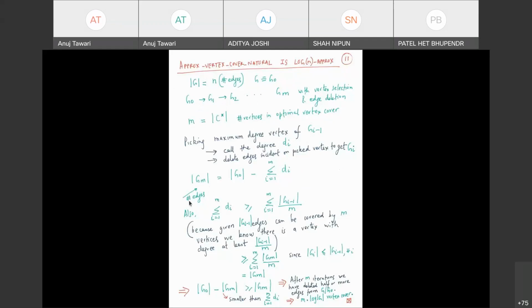So after m phases, the number of edges will be G naught minus summation Di. So G naught was the total number of edges in the graph, and then we are subtracting these many edges. In each step, this is the maximum degree, so in each step we are deleting maximum degree number of edges. So now we have got this equation that Gm equals G naught minus this much. And then we try to prove a lower bound on this term. So what is the summation i equal to 1 to m of Di?